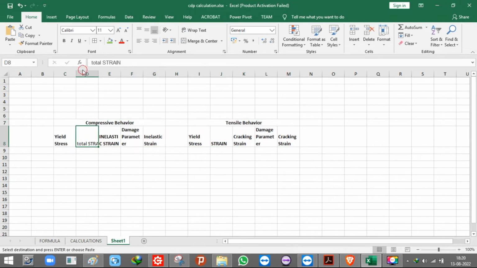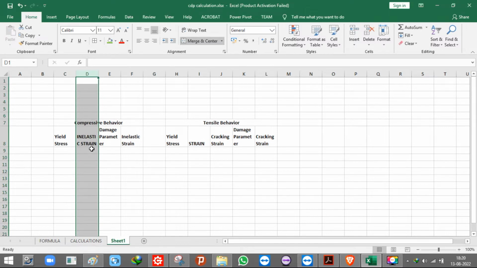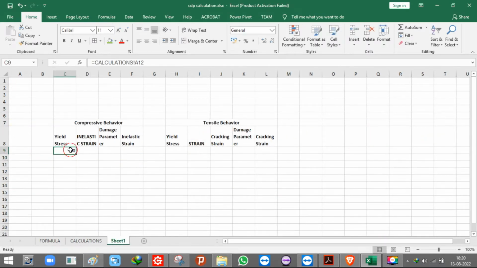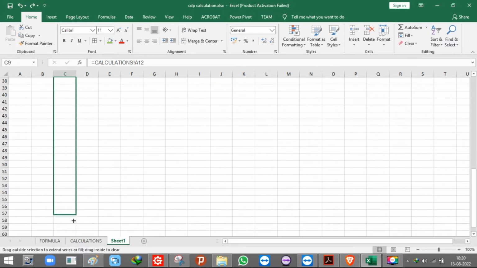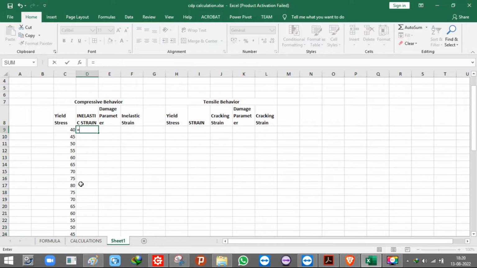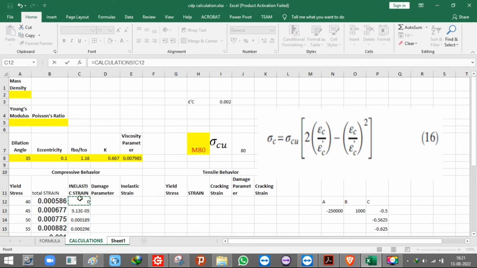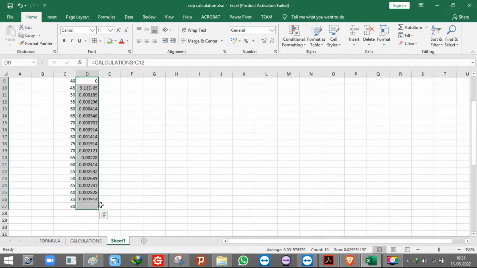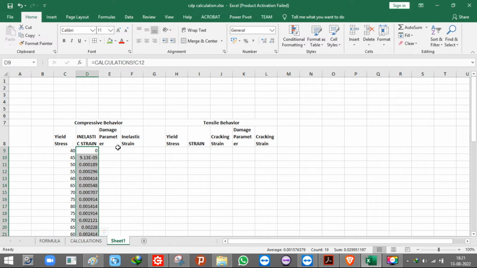We don't need, so we need inelastic strain. So yield stress will be this, simply sorry, we have the yield stress up to this, and inelastic strain will be this one. So this is my yield stress and inelastic strain. Now damage parameter and inelastic strain.